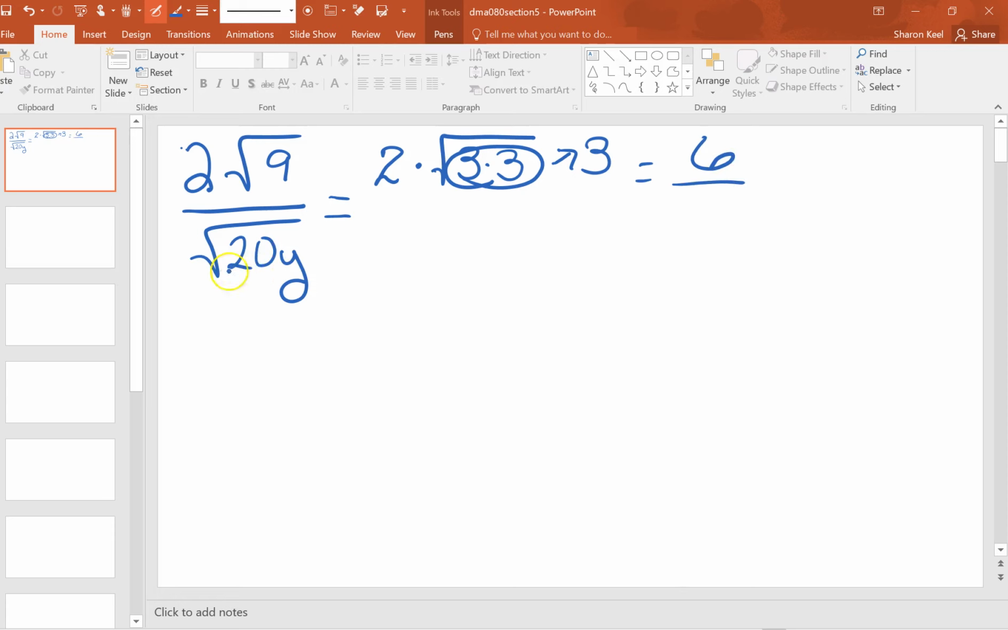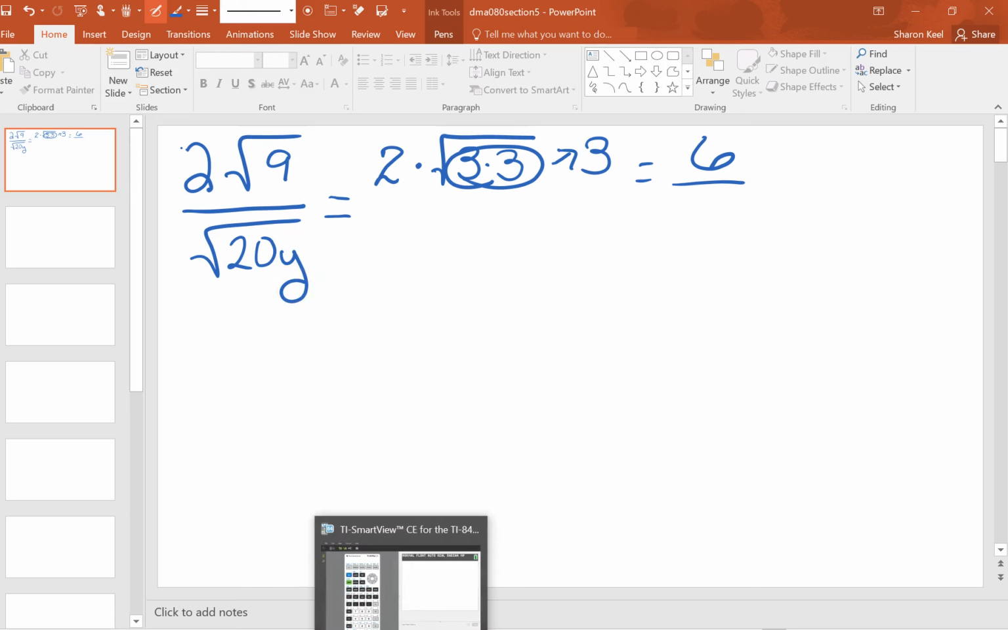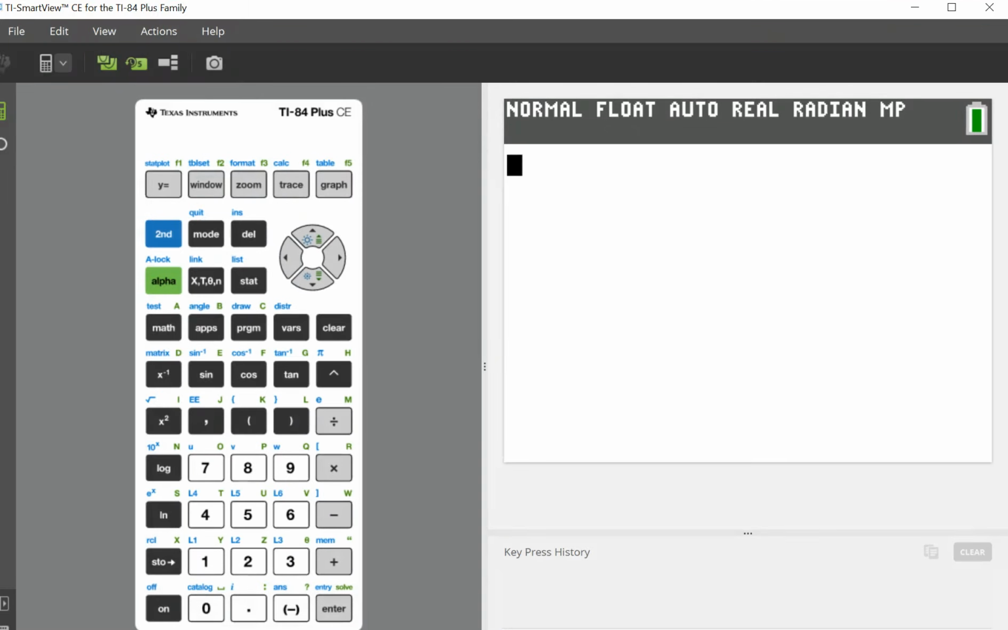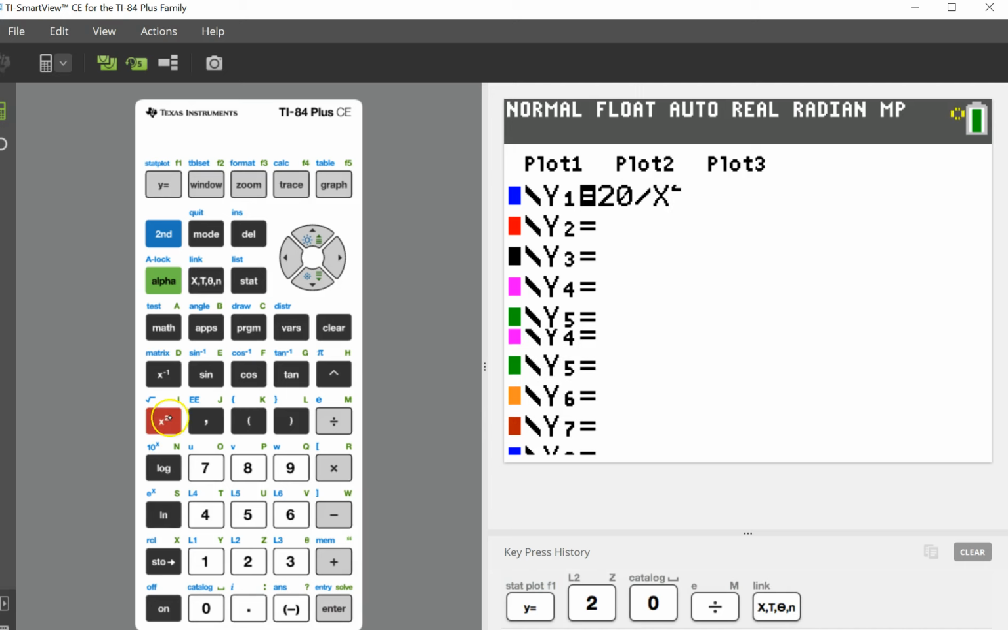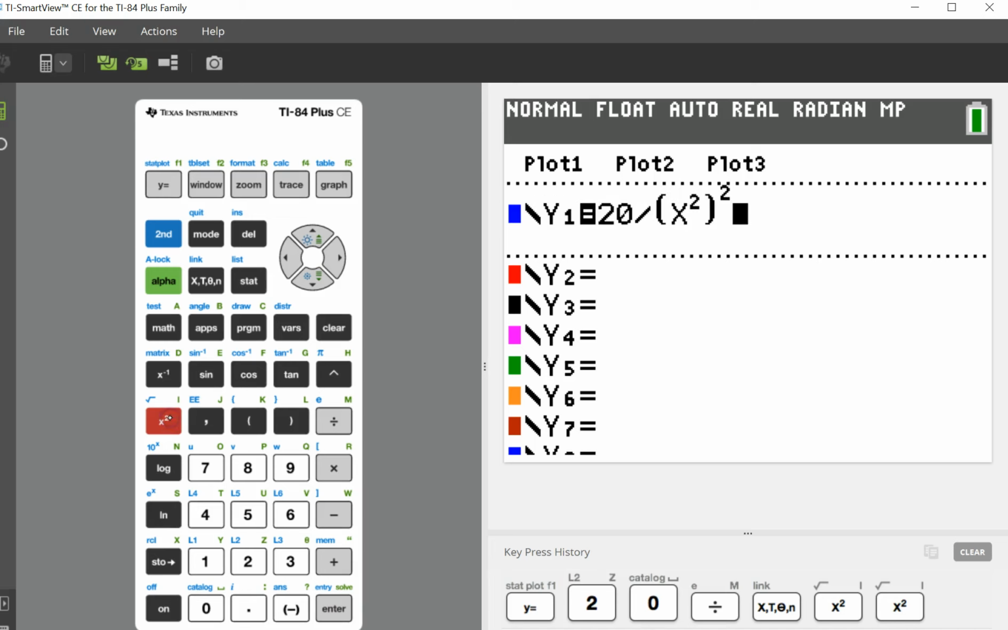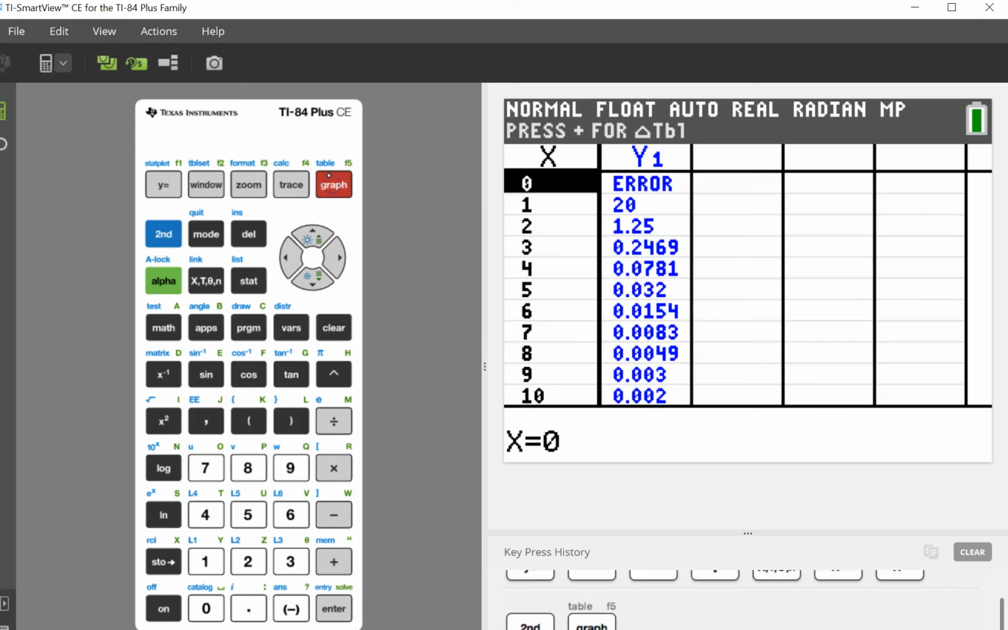In the denominator where I have the square root of 20y, let's review what we learned the other day. If you will go to your calculator, press y equals. We're going to type in the radicand divided by x, and the index of the square root is a 2, so I'm going to raise it to the second power. When we do second table and we look in this column, we look to see if there is a 1. There is not a 1, so that is not a perfect square root.